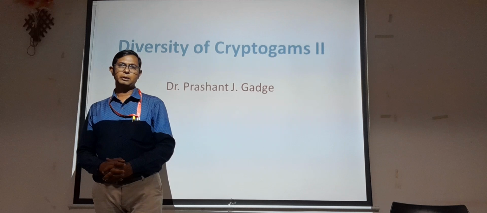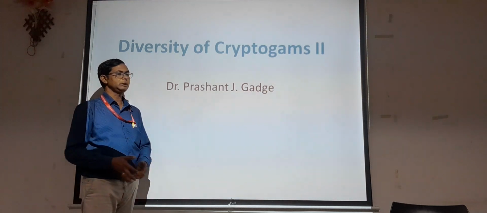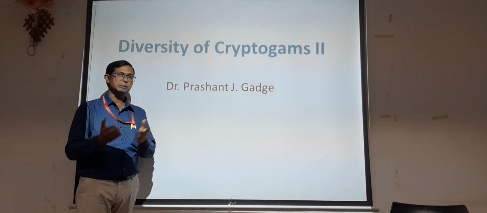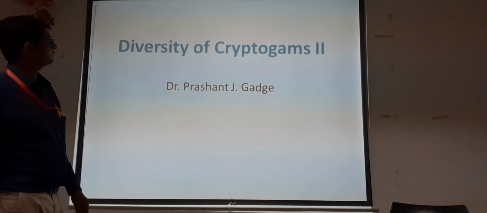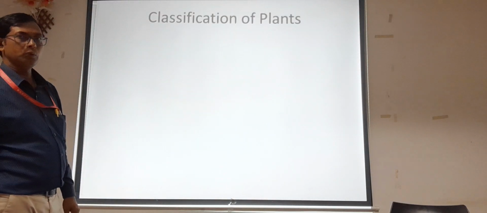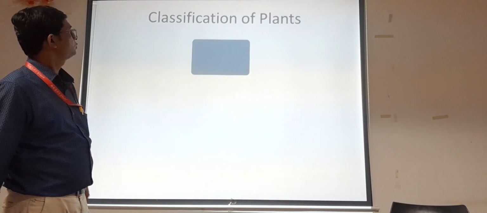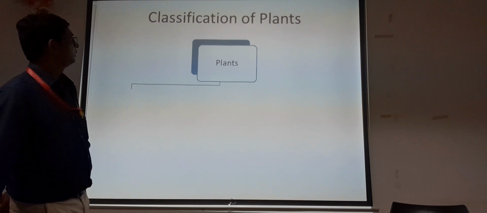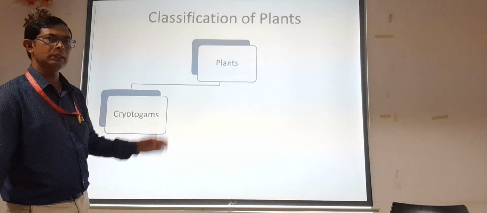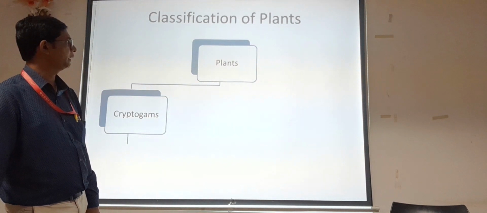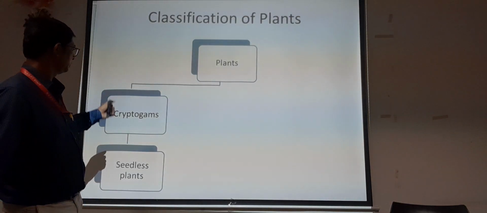Now as we talk about cryptogams, it is very essential to go in detail about plants. What are plants, what are the types of plants? So in today's lecture we are going to talk about cryptogams and the diversity of these cryptogams. First of all we are going to take a look at the classification of plants. As we know, plants are classified in two main groups. One is known as cryptogams, and on the other hand there is another group that we call phanerogams.